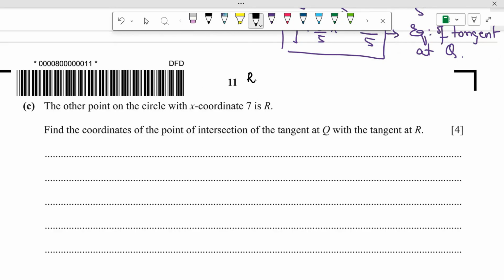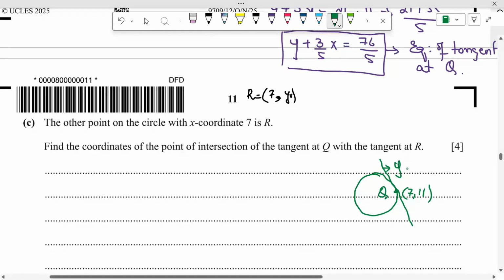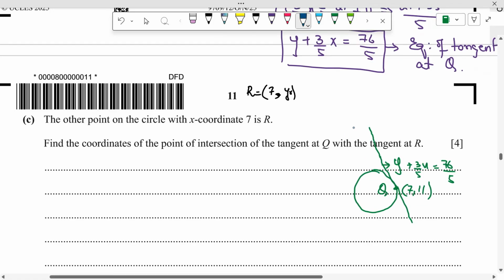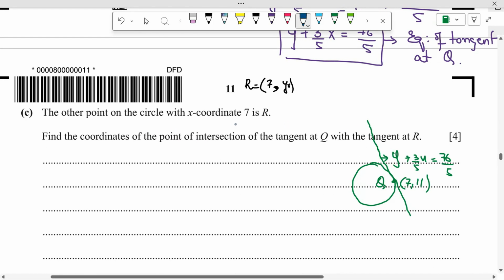Okay. Part C: the other point on the circle with the x coordinate 7 is R. So it is given that we have the point R, which is on the circle with x coordinate 7 and y coordinate unknown, which is YR. Find the coordinate of the point of intersection of the tangent at Q with the tangent at R. So we have the circle, and this is the point Q, which is 7 comma 11, and we have the tangent at Q, which has the equation we just calculated in part B, y plus 3 over 5 x is equal to 76 over 5. This is the equation of the tangent. We need to find the equation of the tangent at R.